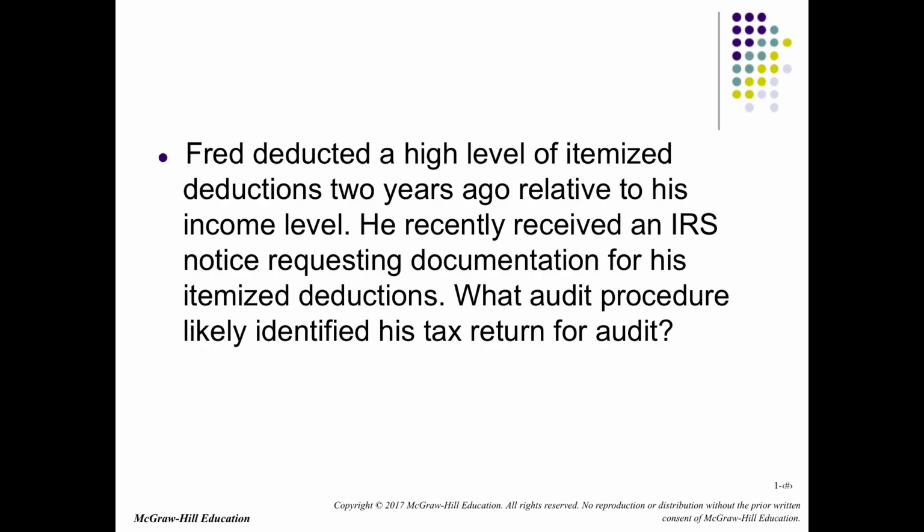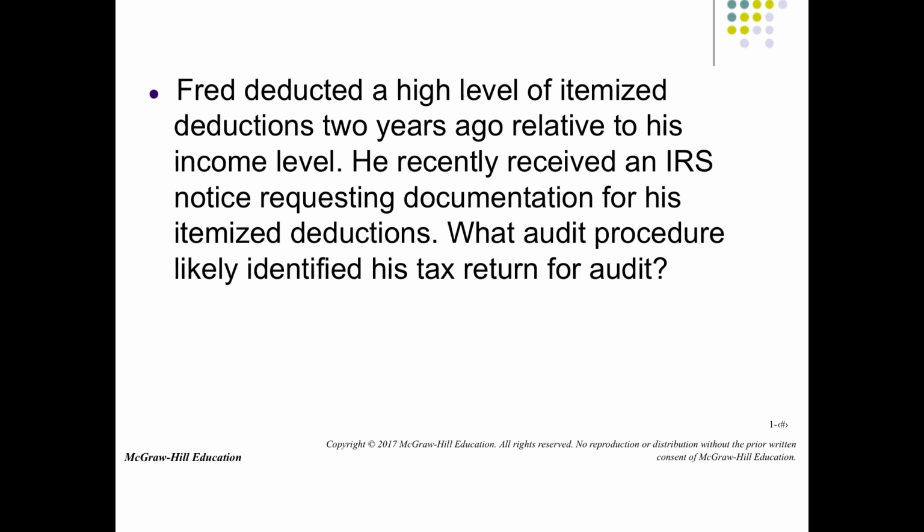All right, so now we get to our first question. We've got Fred, our taxpayer, and he's got a high level of itemized deductions for 2 years relative to his income level. So what that means is maybe he's got $25,000 of taxable income, and he has $15,000 of charitable contributions shown as a deduction. He recently received an IRS notice requesting documentation for his itemized deductions. What audit procedure likely identified his tax return for audit?